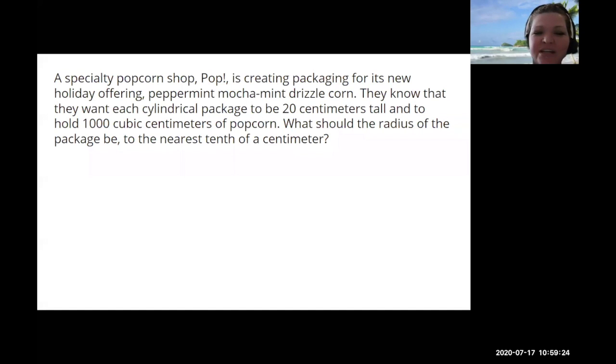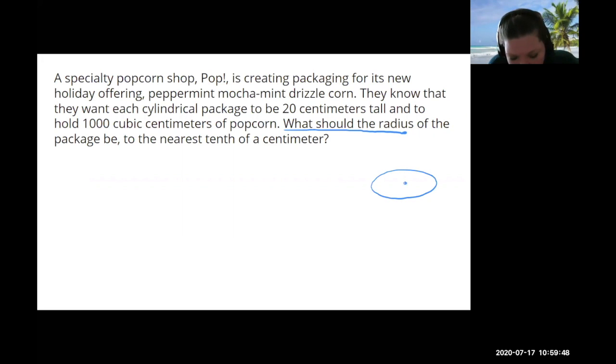They know that they want each cylindrical package to be 20 centimeters tall and to hold 1,000 cubic centimeters of popcorn. What should the radius of the package be to the nearest tenth of a centimeter? What are they asking me to do or to find? Radius. We're looking for the radius. And we know that the radius has something to do with the circle.